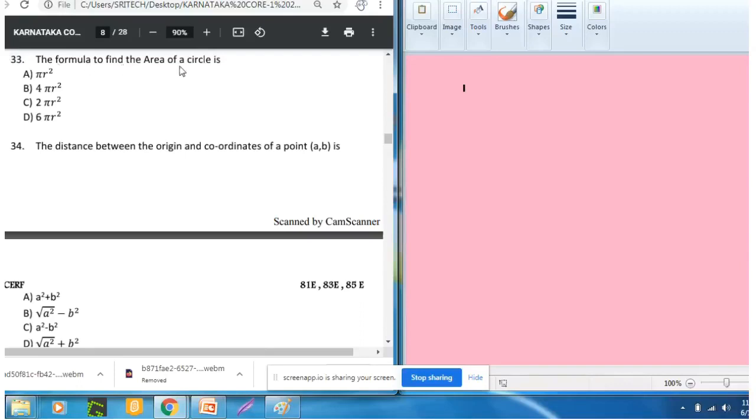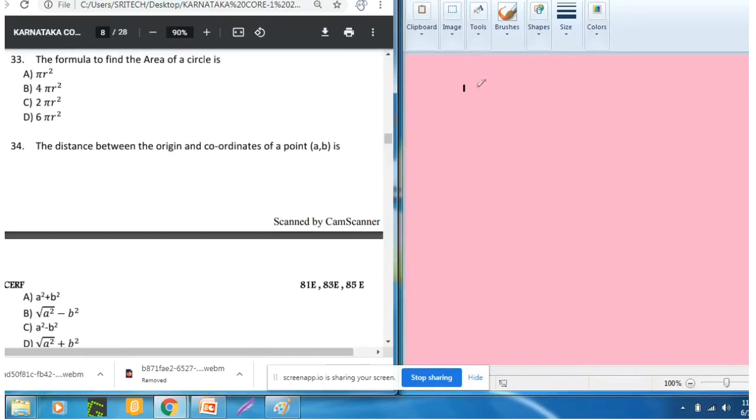33rd question. The formula to find the area of a circle is such an easy and basic question. A, pi r square. Pi r square is the formula to find the area of a circle. 34th question. The distance between the origin and coordinates of a point AB is.